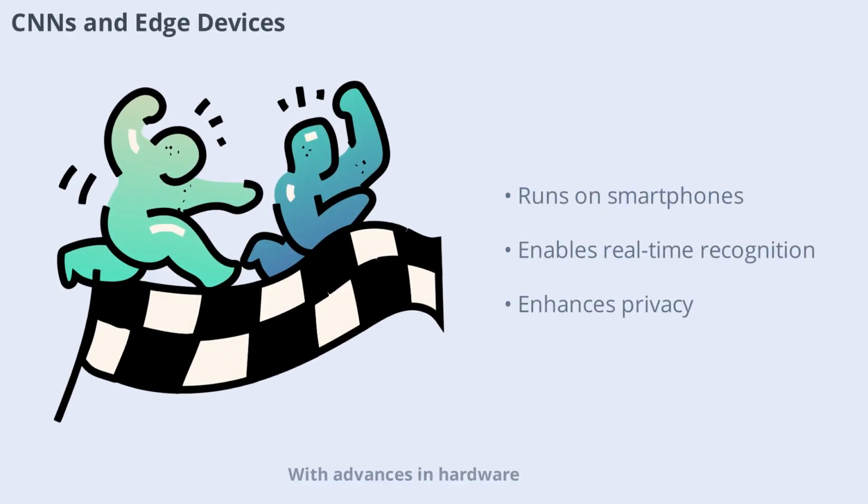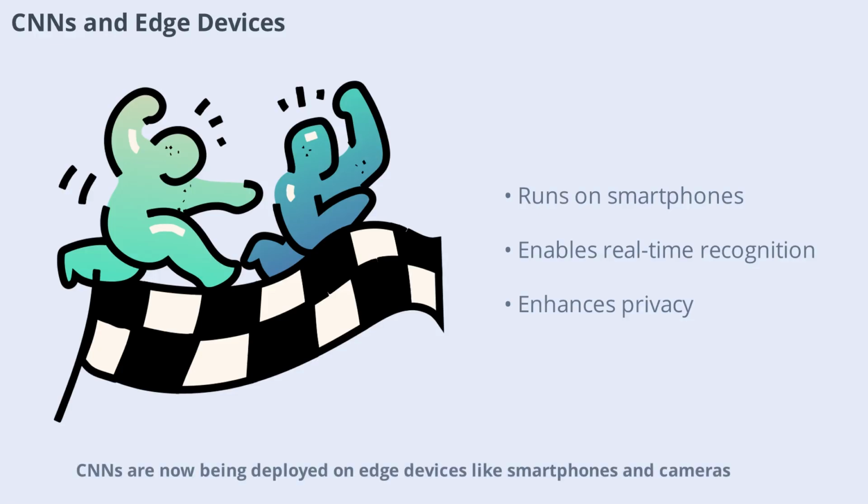With advances in hardware, CNNs are now being deployed on edge devices like smartphones and cameras. This allows for real-time image recognition without needing to send data to the cloud, improving speed and privacy.